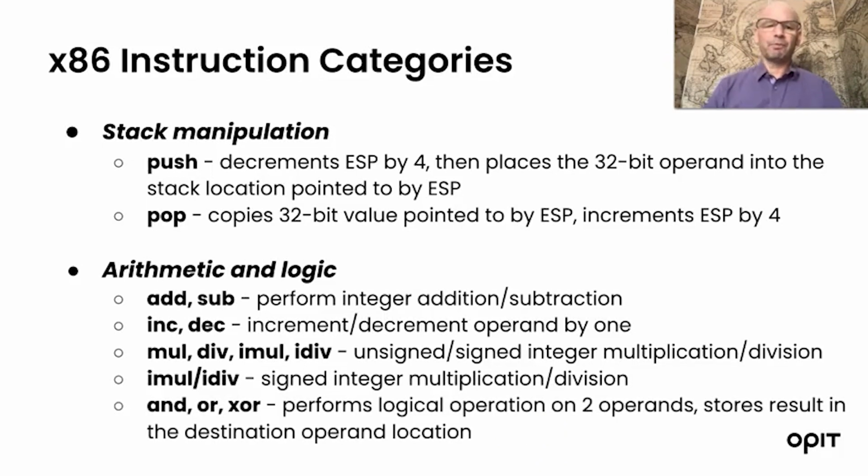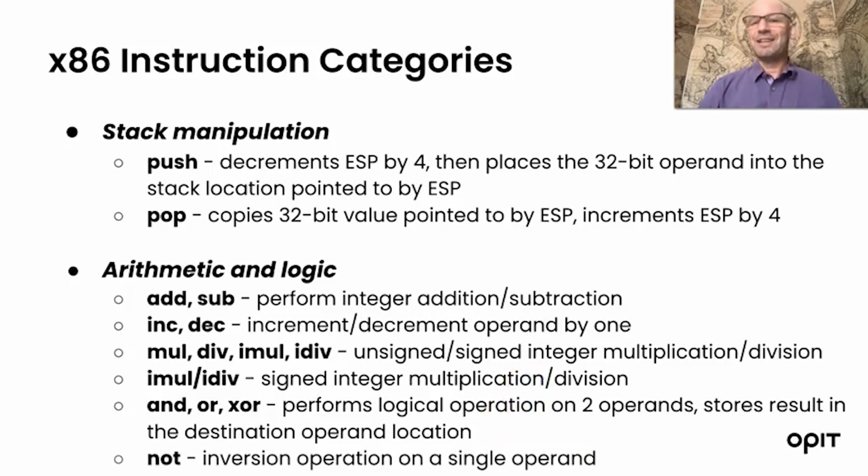And then we have logic. First we've seen the arithmetic, now we've seen the logic: and, or, XOR. They perform a logical operation on two operands and store the result in the destination operand location. And then not. The difference between and, or and XOR is that they use two operands. With not, we just use one. So it's an inversion operation on a single operand. Whatever that operand is, we reverse all the bits that are associated with that operand.